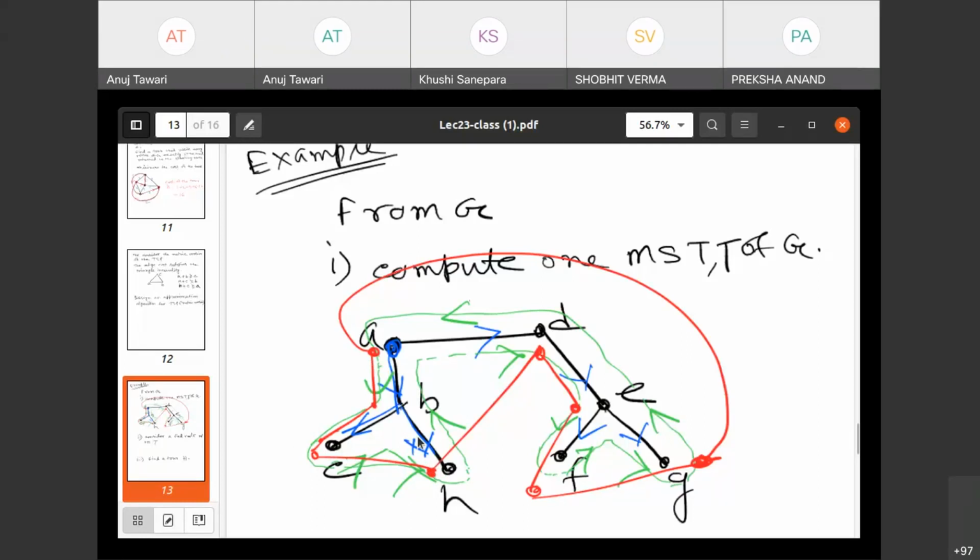Then again, in my DFS search I did backtracking: I went from H to B, but B I can't visit because it is already visited. Then I went from B to A, and A again I can't visit because it's already visited. Then we went from A to D, so D is visited for the first time. So instead of that, I'll directly go from H to D. Why is H to D a smaller distance than H to B, B to A and A to D? Because you apply the triangle inequality twice here. Instead of going from H to B and B to A, I could directly go from H to A, that is a smaller distance. And instead of going from H to A and A to D, I could directly go from H to D, which will be a smaller distance.